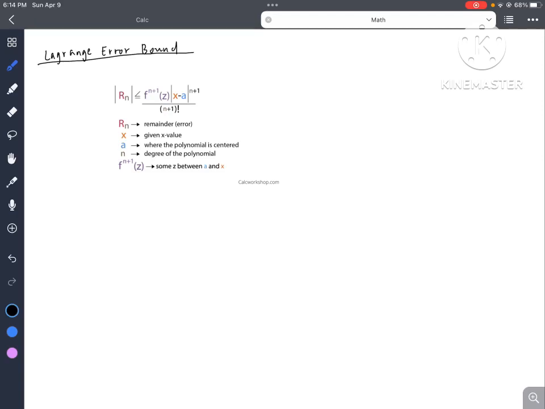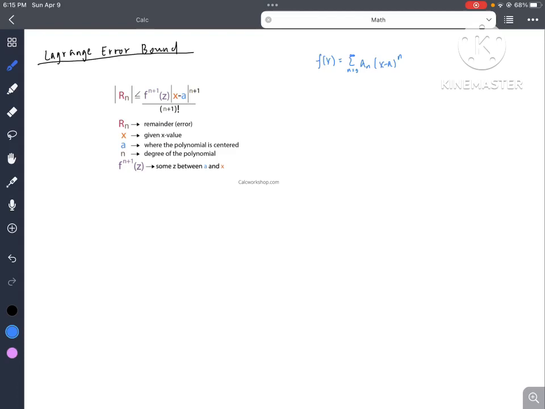Hello everyone, in this video let's look at the Lagrange error bound. This can also be called the Lagrange error theorem or Taylor's remainder theorem. Basically, in order to approximate a function precisely, as we have looked at in the past, we can express it as an infinite polynomial, so f of x is equal to some sort of infinite polynomial.